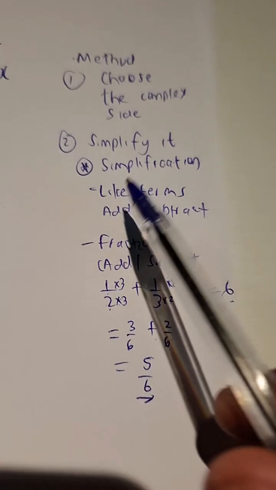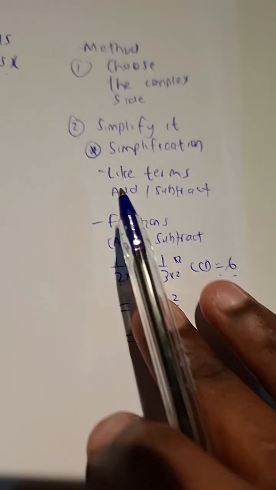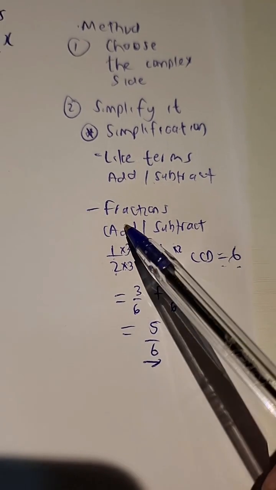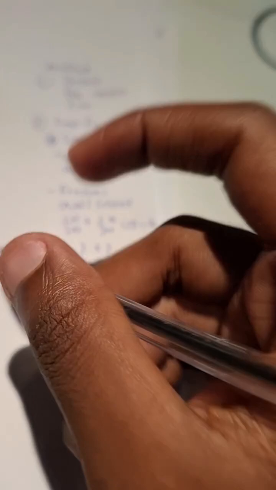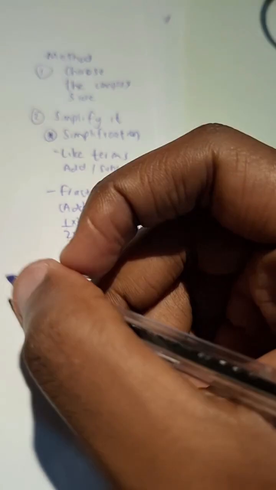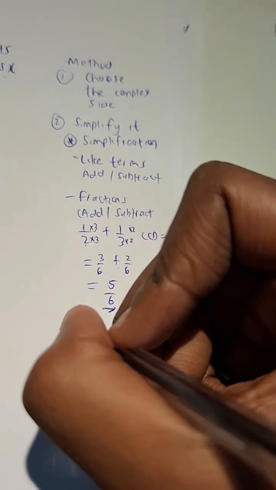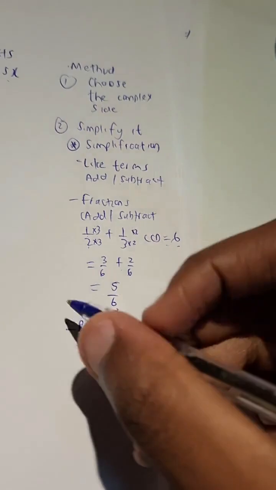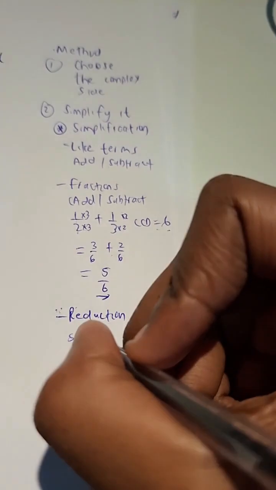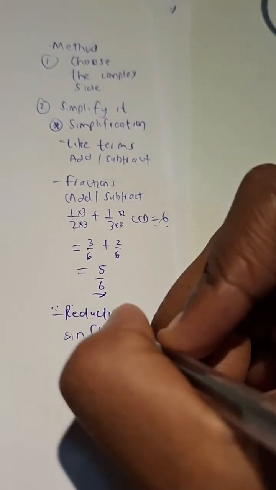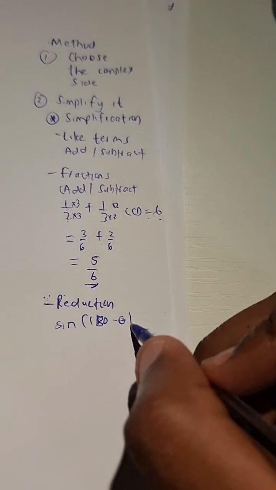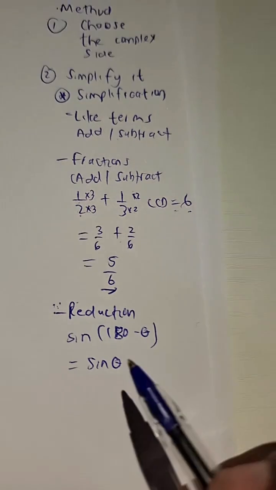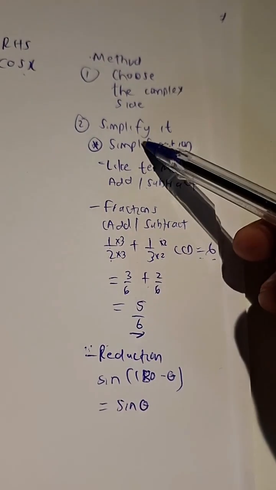So the rules that apply to simplification: if there are like terms, you add them. If there are fractions, you add them. If there's a reduction, you simplify it. For instance, sine 180 minus theta, you must be able to reduce function values so that they can be expressed as single terms. So that's what I mean by simplification.